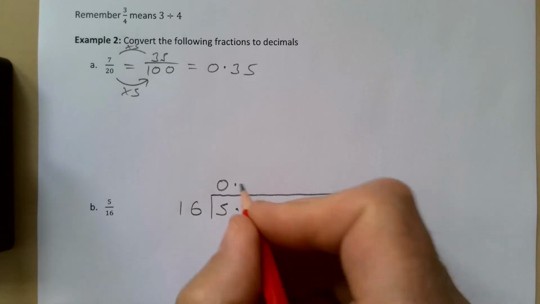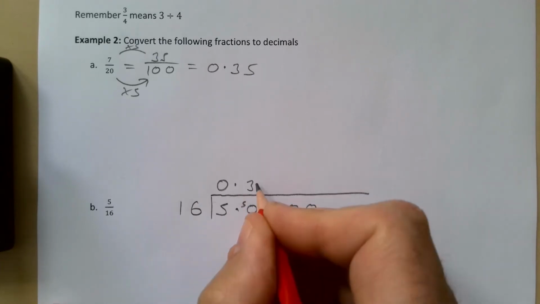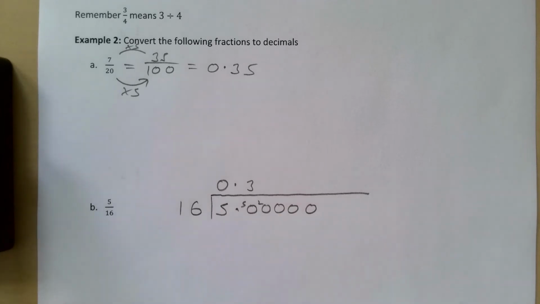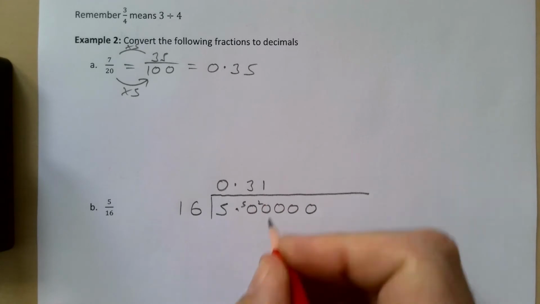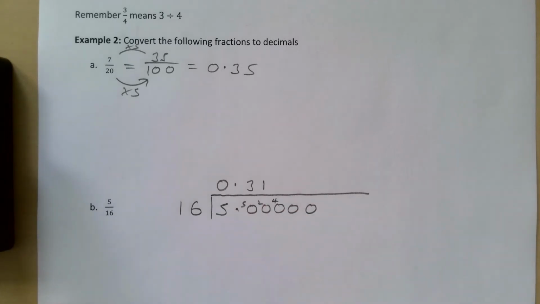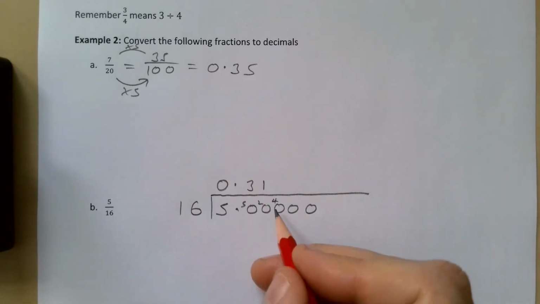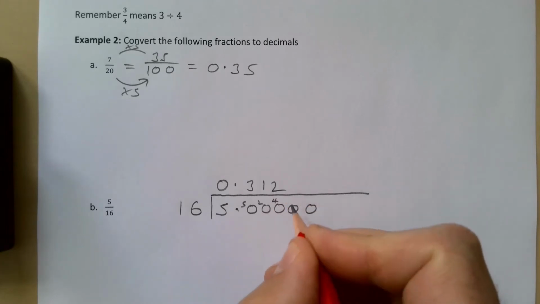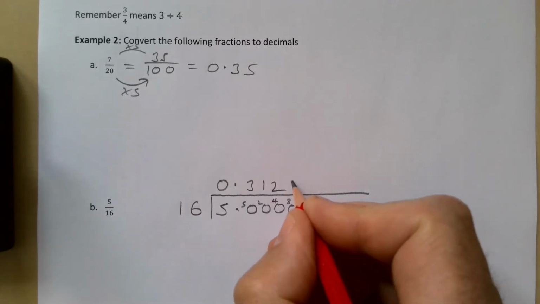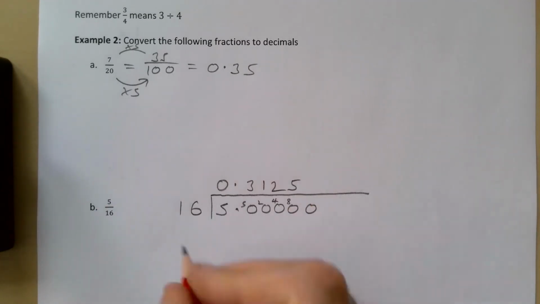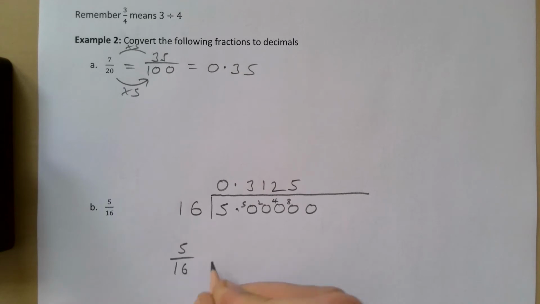So 16 into 5 does not go. 16 into 50 goes 3 times. 3 16s are 48, so we have 2 left over. So this is 20. 16 into 20 goes 1 time, and there's 4 left over. 16 into 40 goes 2 times, and there's 8 left over. 16 into 80 goes 5 exactly. So that's us worked out. 5 divided by 16 is the same as 0.3125.